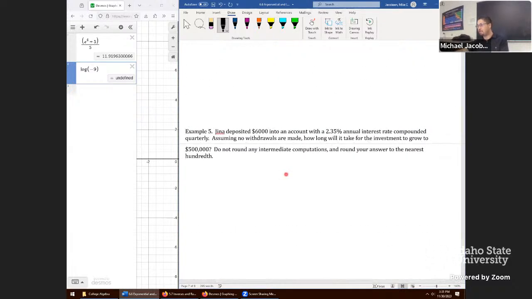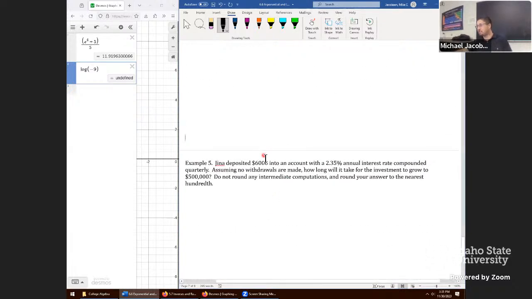This is the reason why we're trying to solve any one of these equations. Let's start off with Gina. Whoever Gina is depositing $6,000 into an account with 2.35% interest rate annual, compounded quarterly. If you saw that information, I'd say a good first step would be organize. The principal amount invested is $6,000. The interest rate we're going to use is R, 0.0235. This has to be converted into a decimal. And when it says compounded quarterly, that means there'll be n equals 4 compoundings.